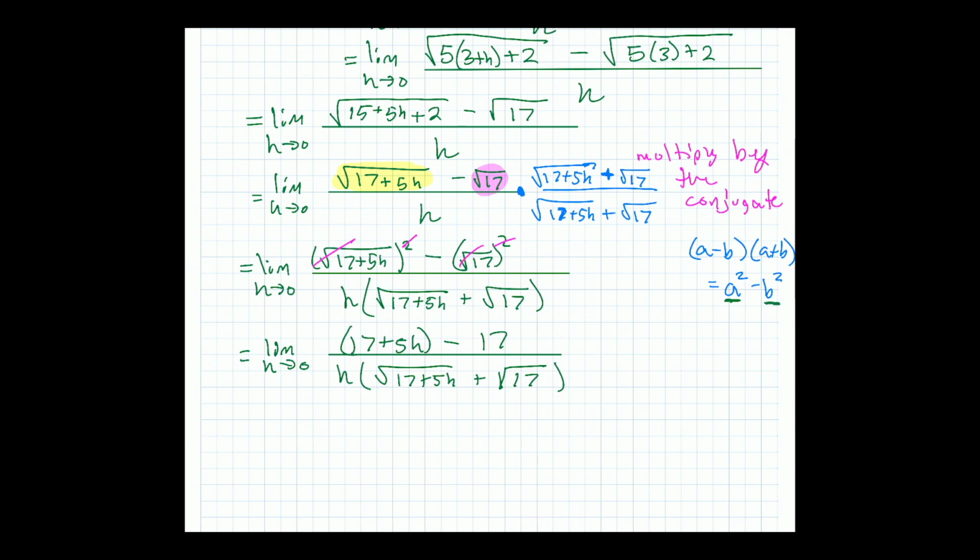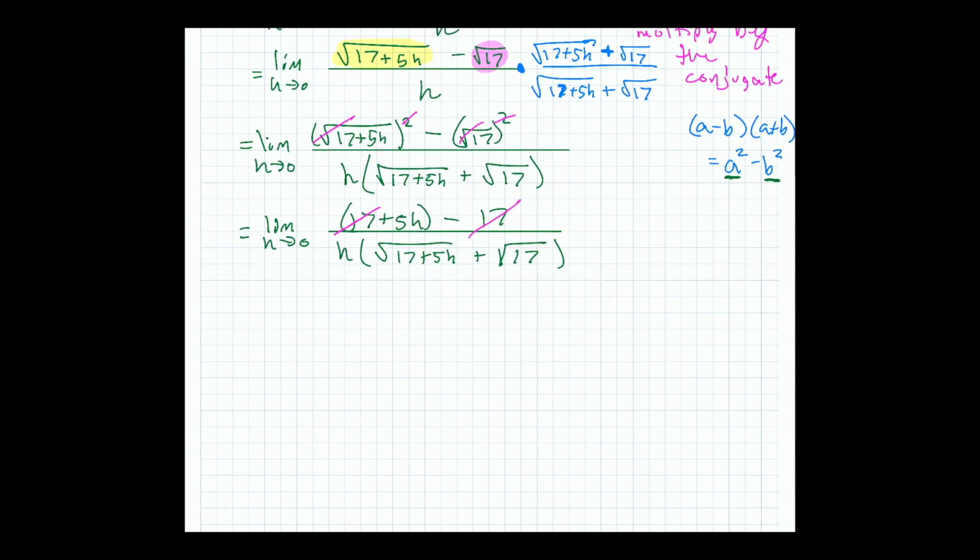Okay, so we're here. Well, now what? Well, something you should be able to see is that we've got a 17 minus a 17. So those can cancel. So we'll do that. So now we have the limit as h goes to 0 of what? 5h on top, and 17 plus 5h plus square root 17 down below.